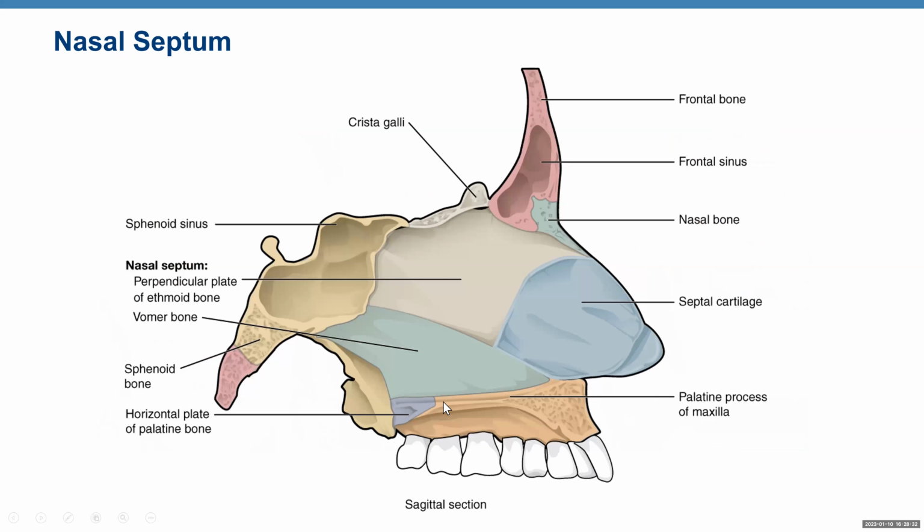And the nasal septum, we already mentioned that the nasal septum is made of vomer. So here you see the vomer, that's the inferior part. The superior part is the perpendicular plate of the ethmoid bone. And then you have a septal cartilage. So that's the cartilage of your nasal septum. And remember what your nasal septum does, it separates your nasal cavity into right and left cavities.